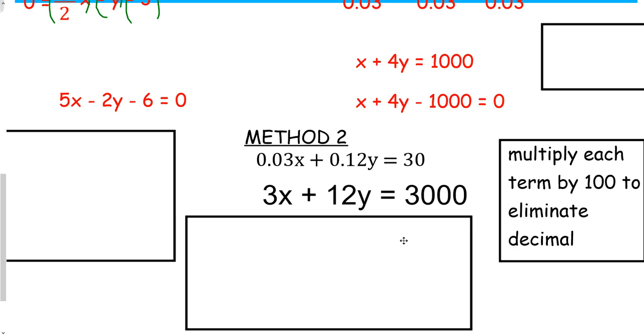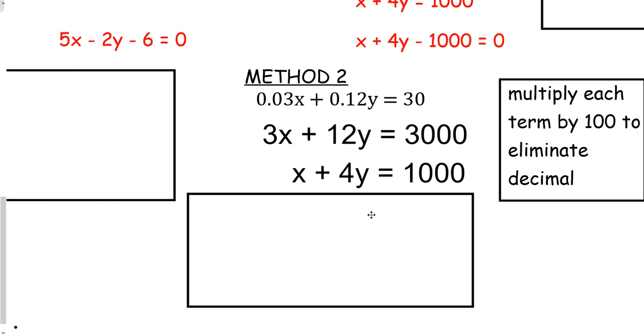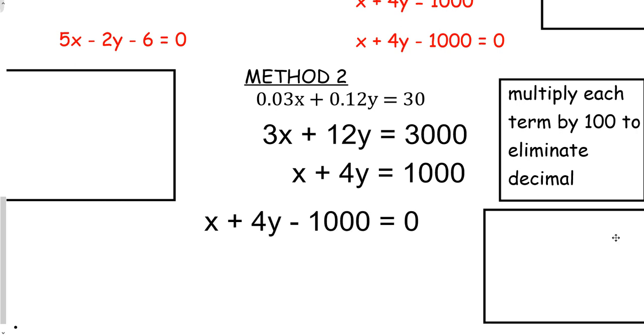So 30 times 100 is 3,000. Okay, so that eliminated all of the decimals. Now you can move the 3,000 over to the left and it would become minus 3,000, and then divide everything by 3. Or you can divide everything by 3 first and then move your 1,000 over in the last step.